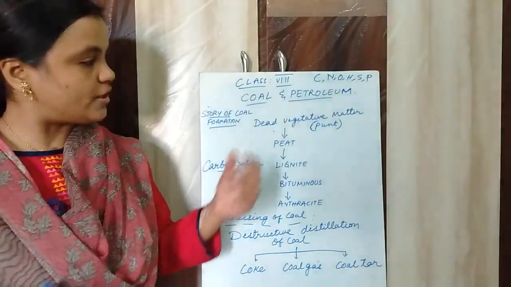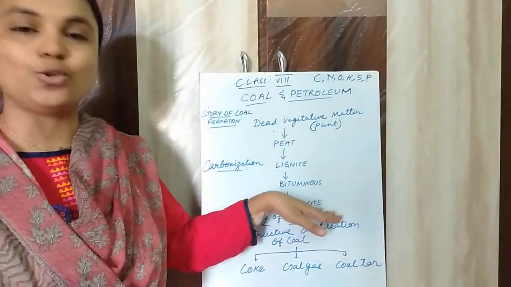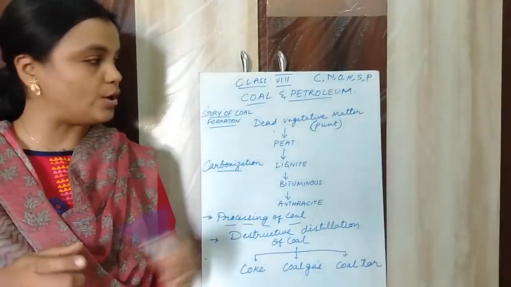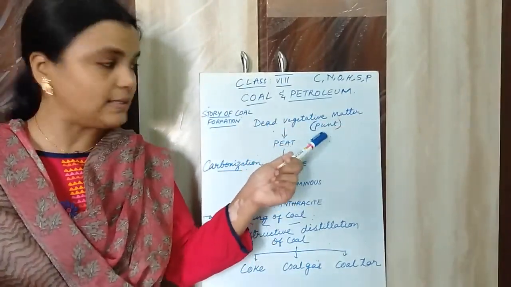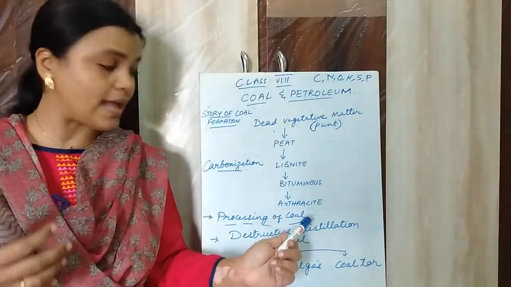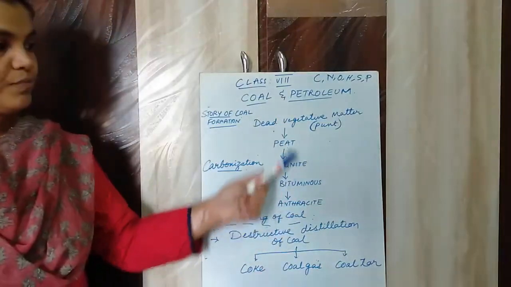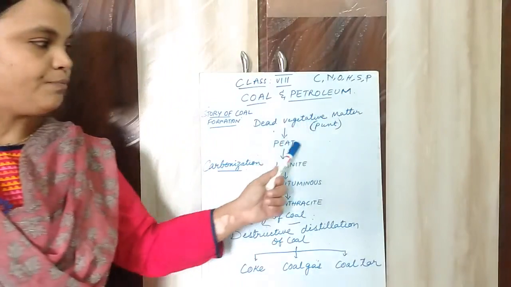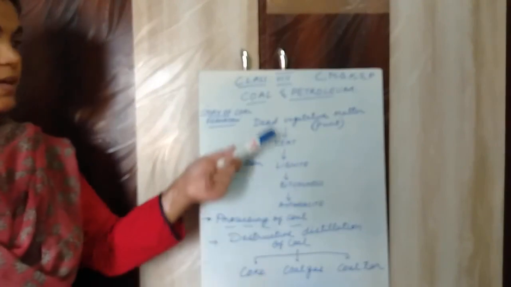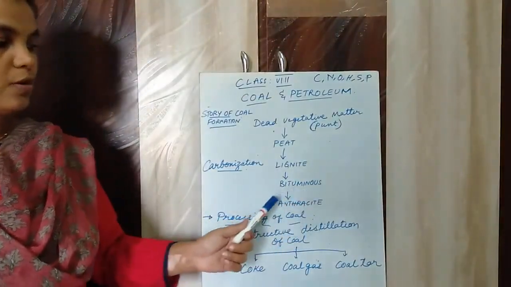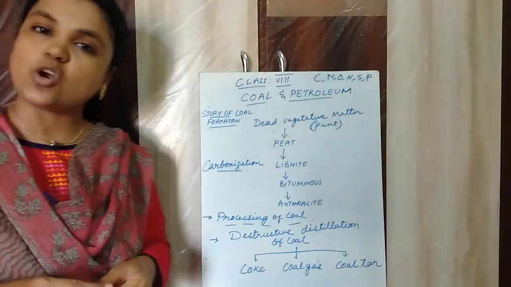What is this process called, children? Can you see the dead vegetative matter is gradually getting converted to anthracite, which is the best quality coal, as I told you. In anthracite, what does it contain? I said it contains more carbon, isn't it? So this journey of dead vegetative matter following these stages like peat, lignite, bituminous coal and ultimately anthracite, this process is called carbonization, children. What is it called? Carbonization.